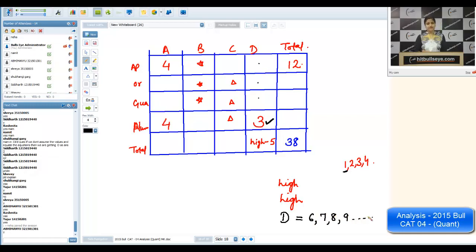Now coming to the highest part. This condition was given that D has highest minus 5 fruits. In that case, highest will be 11 or 12 or 13 or 14 and so on. There are 2 persons who have the highest number, so it will be 11, 12, 13, 14 and so on. Now one person is remaining.